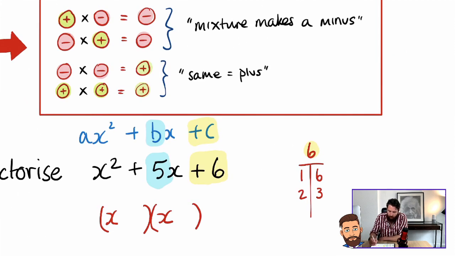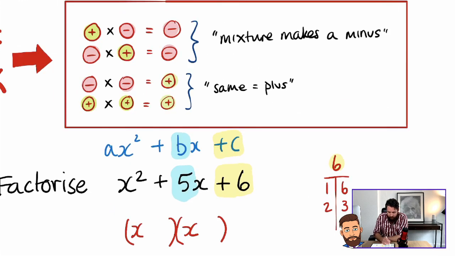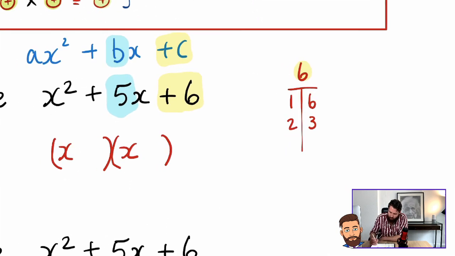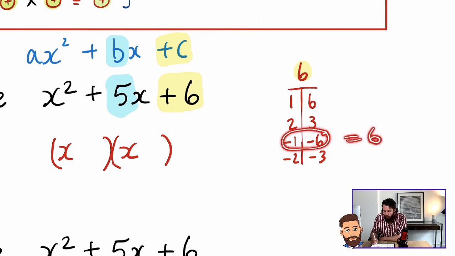How else do you make a positive number? How else do you make a positive 6? By multiplying 2 positive numbers together, or 2 negatives. So what we could actually say here, and this is really useful for certain examples, you could have minus 1 and minus 6, and minus 2 and minus 3. Because what is minus 1 times minus 6? Plus 6. What is minus 2 times minus 3? Plus 6, because 2 negatives together make a positive. Okay.